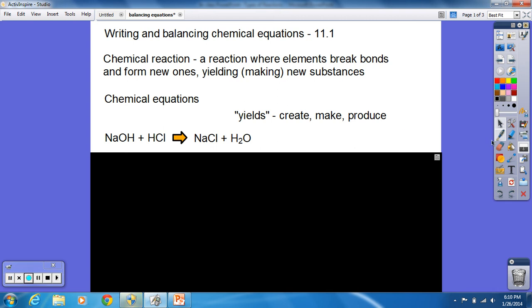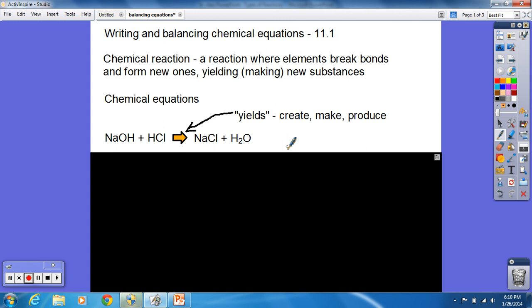So the first thing is that this arrow here is called a yield sign. And to yield something means to create it, to make it, to produce it. So what this says is sodium hydroxide and hydrochloric acid yield or make salt and water, salt water. Because the salt would then actually dissolve in the water. So you would get salt water, not salt and water, as in it wouldn't separate out, I guess is what I'm saying.